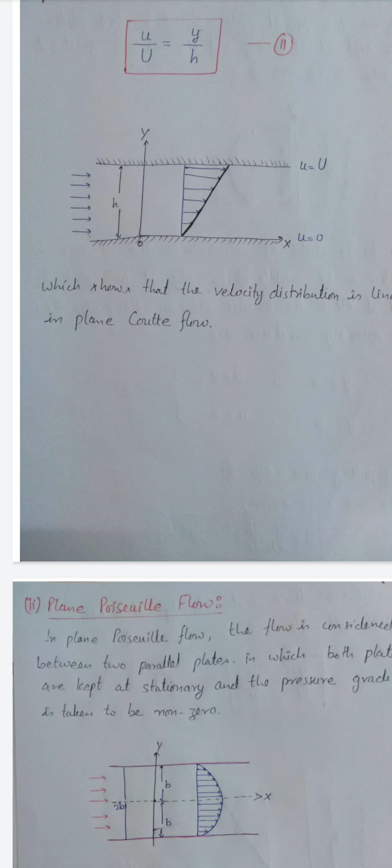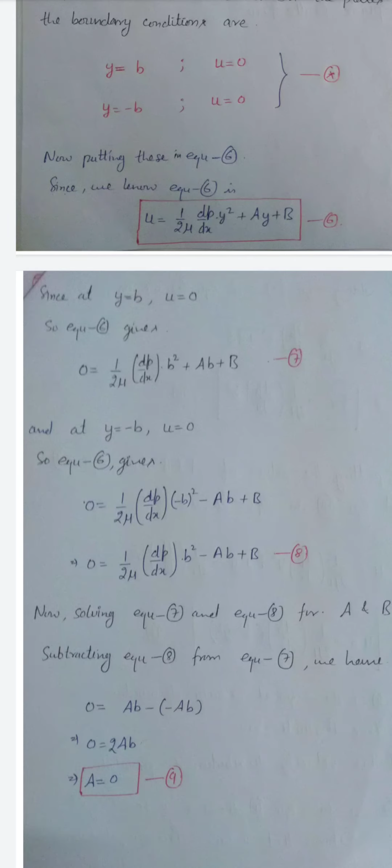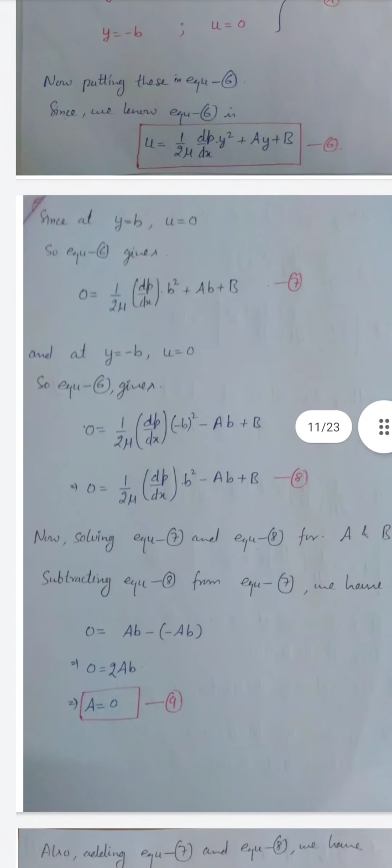Right? One time we will put y is equal to b, u is equal to 0, and another time y is equal to minus b, u is equal to 0. Putting these values we get u is equal to 1 upon 2 mu dp by dx (y square plus ay plus b). And at y is equal to b, u is 0, we put in this also. We did this, y minus b, and we get equation 8.